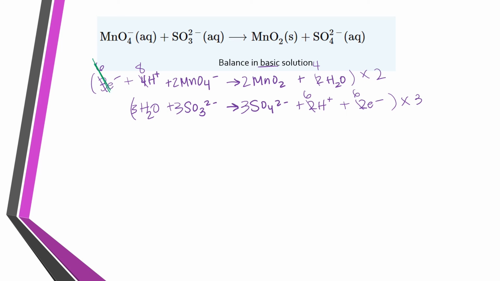Of course, my electrons have to cancel. I have 3 waters on the bottom. I have 4 on the right. So 3 of those are going to cancel, which is going to leave 1 water on the top. I have 8 hydrogens on the top. I have 6 on the bottom. So 6 of those are going to cancel, which leaves me with 2. So now let me combine my 2 reactions.